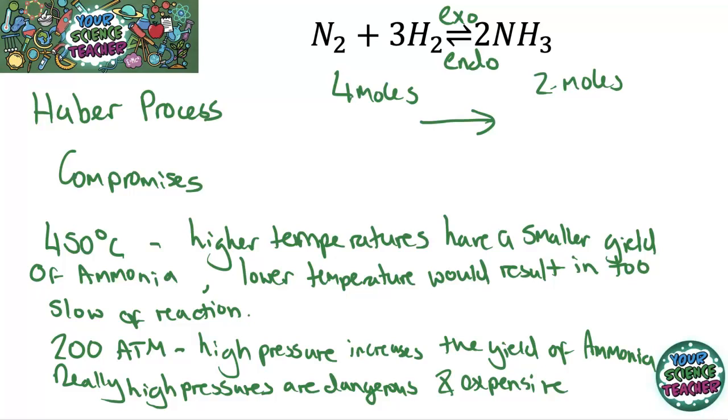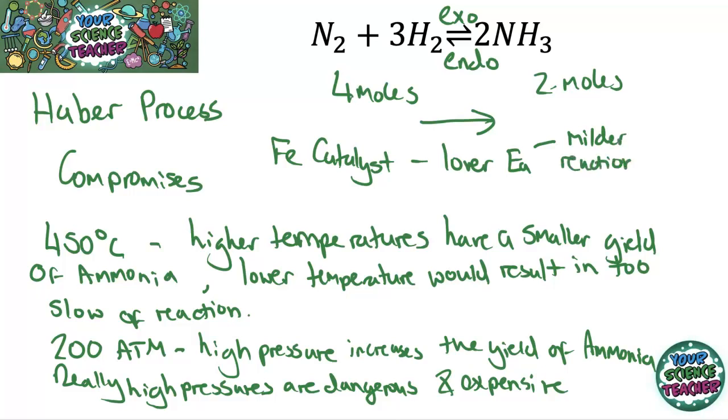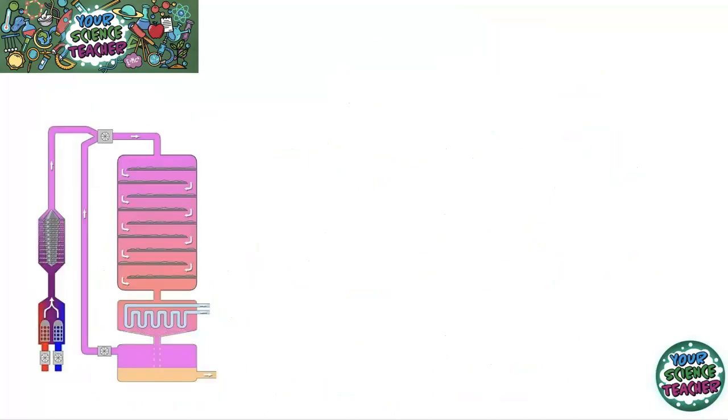You also need to know that this reaction has an iron catalyst. Now, what this is doing, it's lowering the activation energy. Remember this from rates of reaction. So therefore, you need milder reaction conditions. Remember, it does nothing to affect the yield of ammonia. It's only going to mean that you need milder reaction conditions, which will make it cheaper and require less energy for the reaction. But in industry, what does this reaction actually look like?